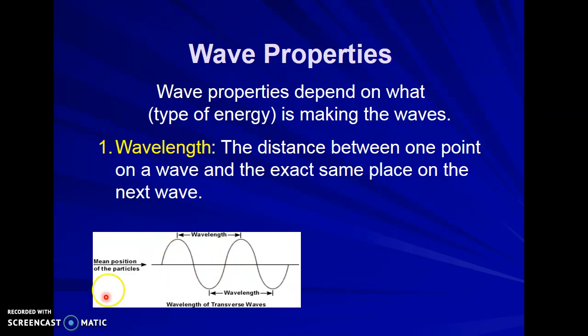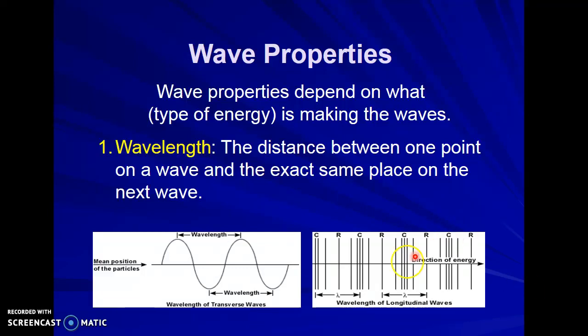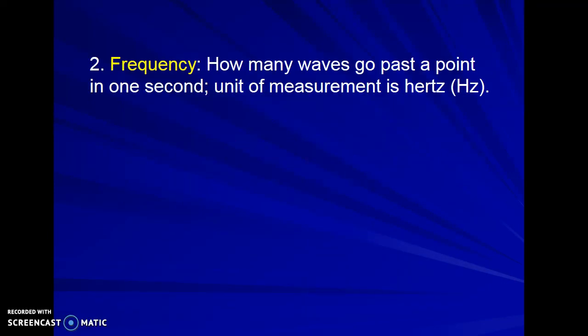the distance from this point to this point would also be our wavelength. And actually, it doesn't matter where you measure the wavelength from, as long as you measure the same place on the starting wave and the next wave, you're going to have the same wavelength regardless of whether you use crest to crest, trough to trough, or mean particle position for each. So that's our first property. And again, it doesn't matter whether it's a transverse wave or longitudinal. Our wavelength for longitudinal waves, we're going to measure from compression to compression or rarefaction to rarefaction. Again, same spot on one wave to the exact same place on the next.